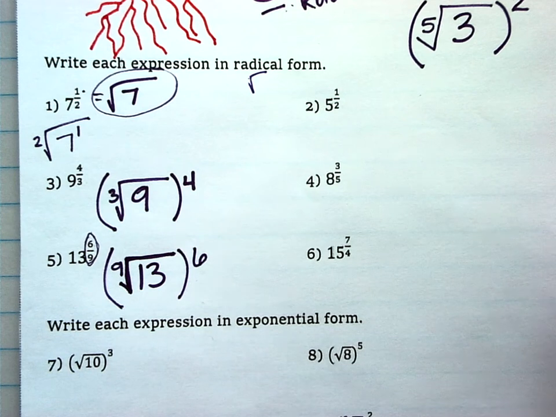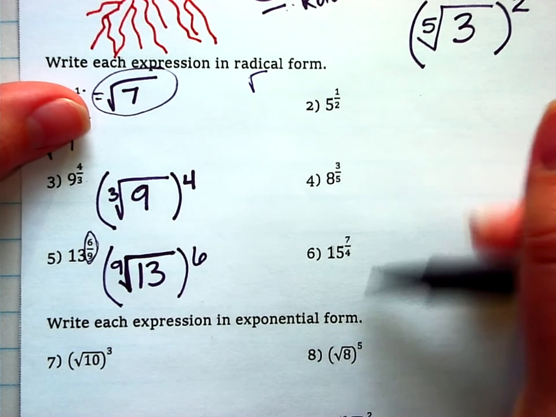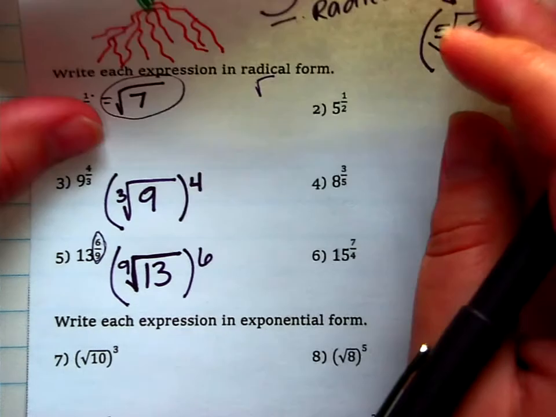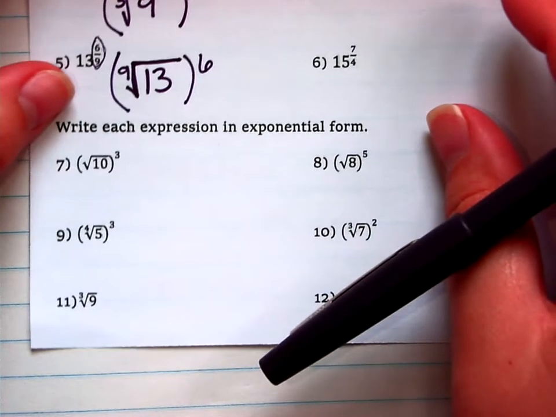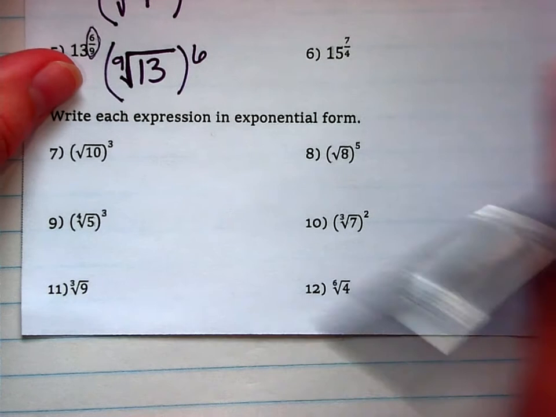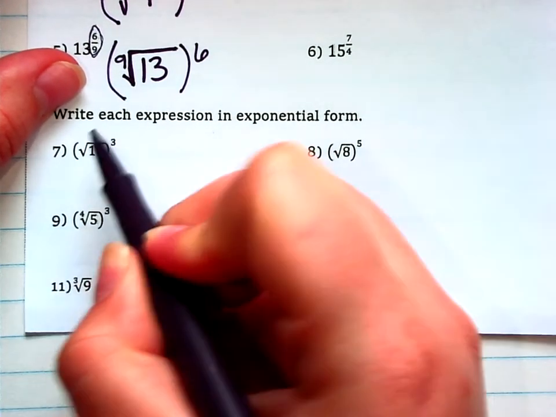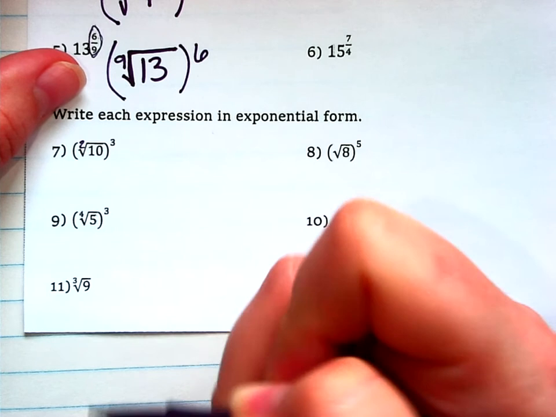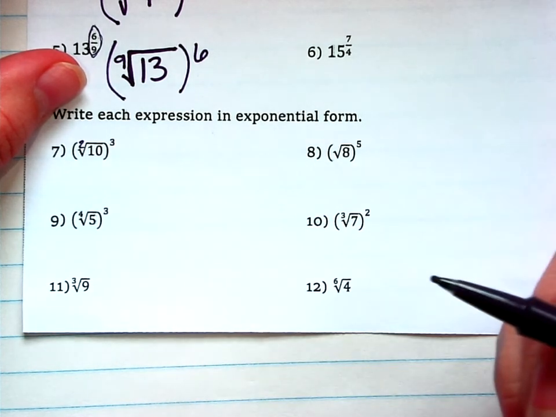Okay, cool. Alright, 7 through 12, we're going to do the reverse. So we're going to write each expression in exponential form. So we're going to go from the radical to the fraction, the rational exponent. Alright, so for number 7, I see we have the square root of 10, and since there's no number here, that means there's automatically a 2. So there's always a 2 there unless you see a different number.